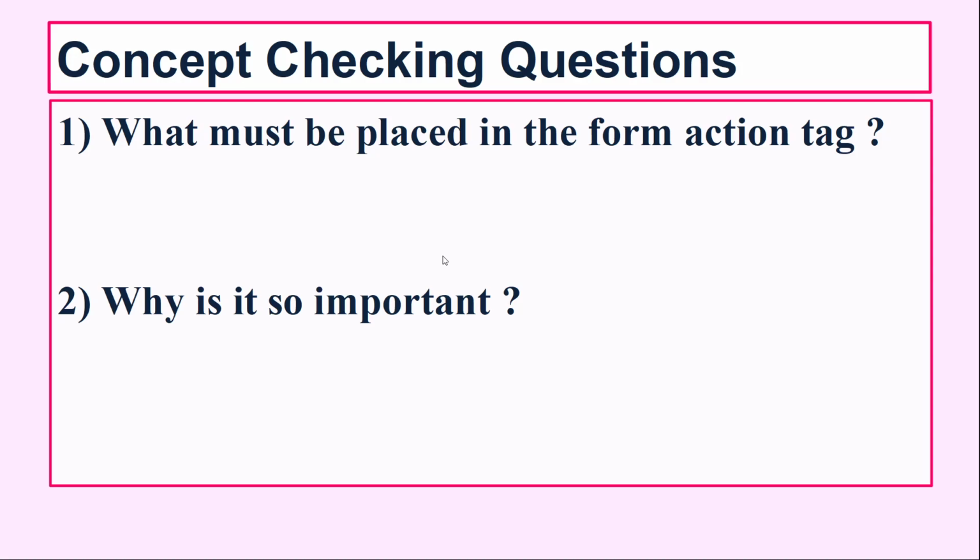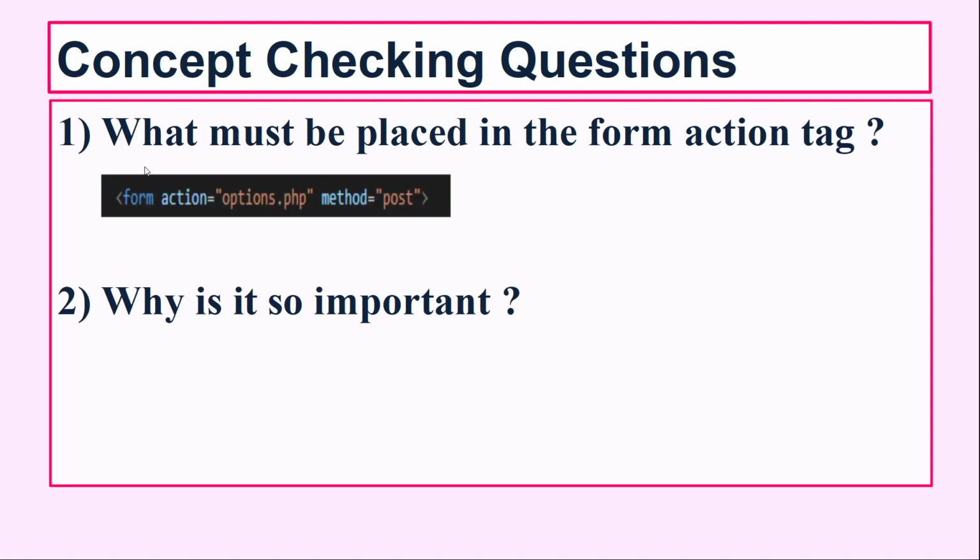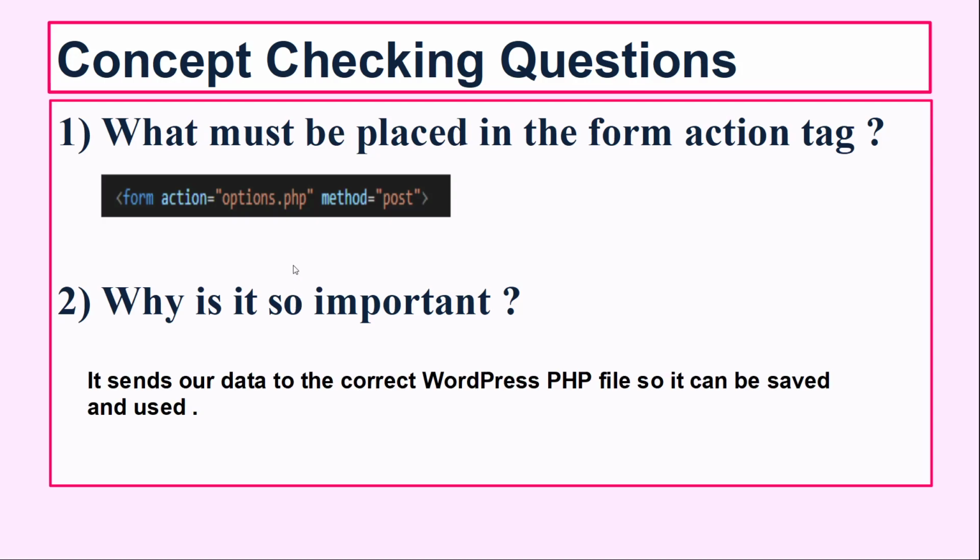So number 1, we need to make sure that the form action, the data that the form is submitting, is going to the options PHP file. Why is it so important? Well, it sends our data to the correct WordPress PHP file. If you don't have it going to the options PHP, it won't be able to link up. So make sure you are using this.